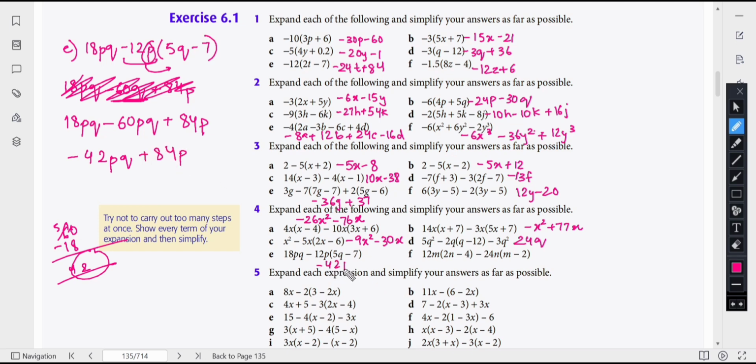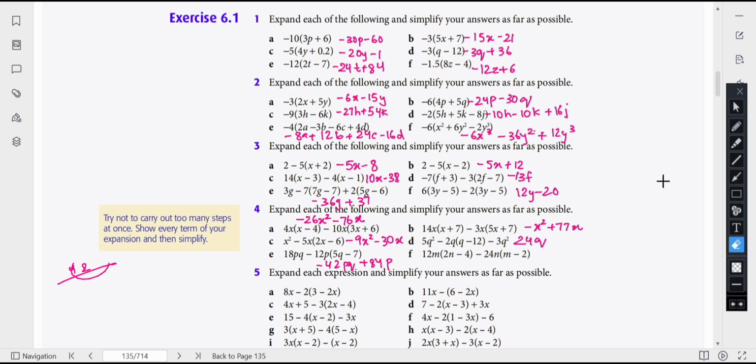So minus 42pq plus 84p. And for the f part, it is going to be 12m(2n minus 4) minus 24n(m minus 2). 12m multiplied by 2n is going to be 24mn, minus 4 into 12 is going to be minus 48m, minus 24mn.